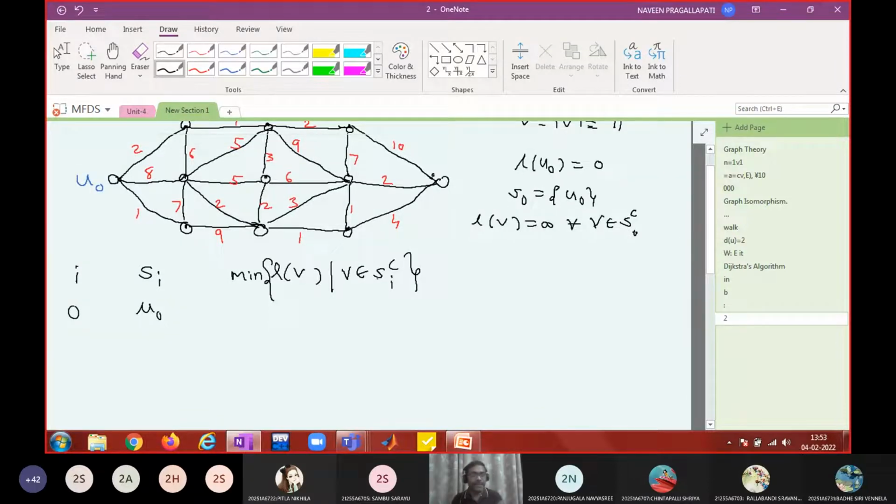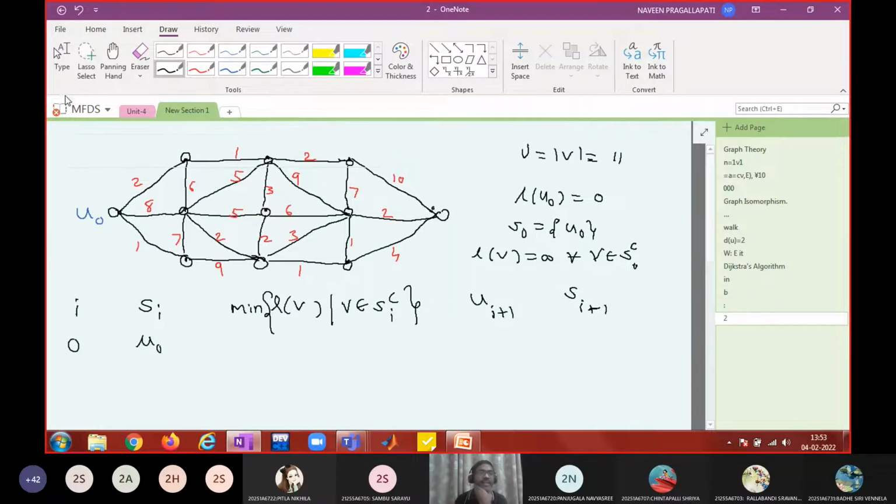Then you identify that node, add that node to the Si for the next iteration, or here itself. So for the next iteration of Si. In the first stage, now let us take this node. What is the distance from this node to this? 2. Can you see? Yes, sir.